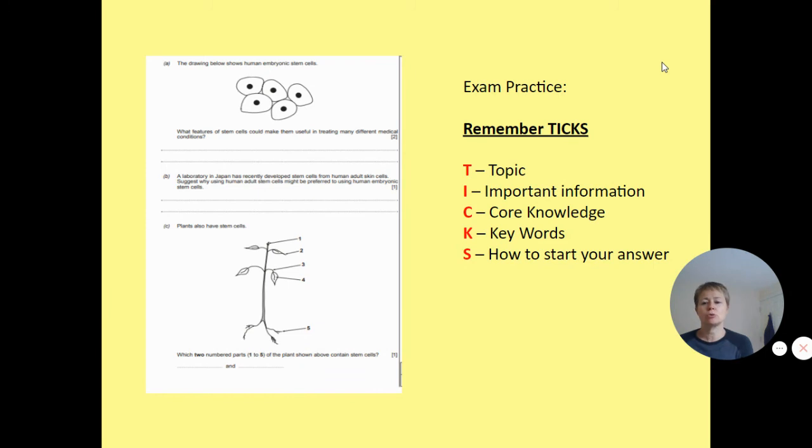I'm going to read the next one now, so pause if you've not finished. Next question. A laboratory in Japan has recently developed stem cells from human adult skin cells. Suggest why using human adult stem cells might be preferred to using human embryonic stem cells. So I'll repeat that. A laboratory in Japan has recently developed stem cells from human adult skin cells. Suggest why using human adult stem cells might be preferred to using human embryonic stem cells.